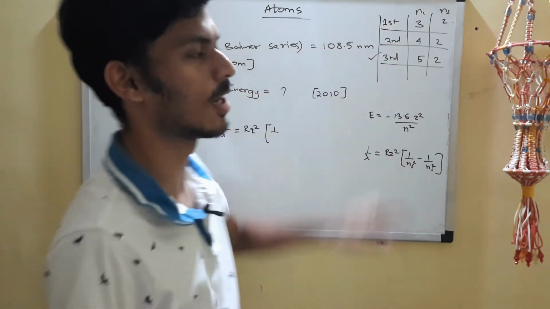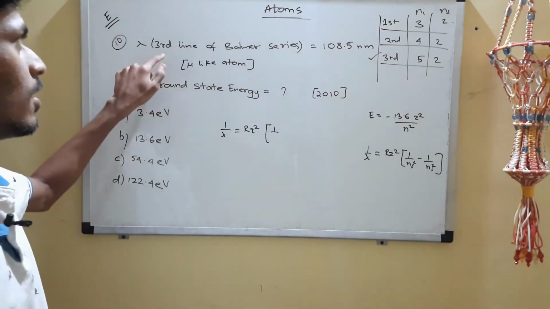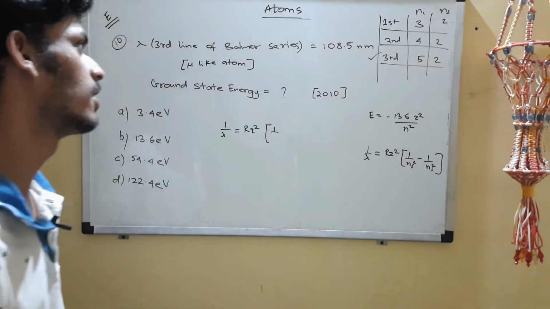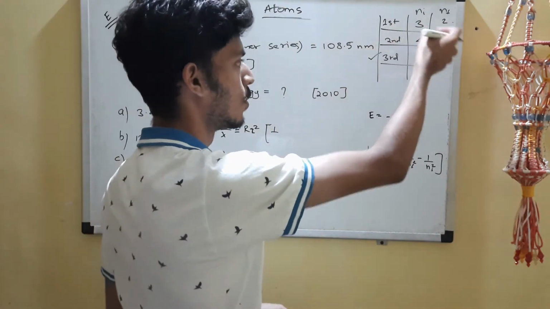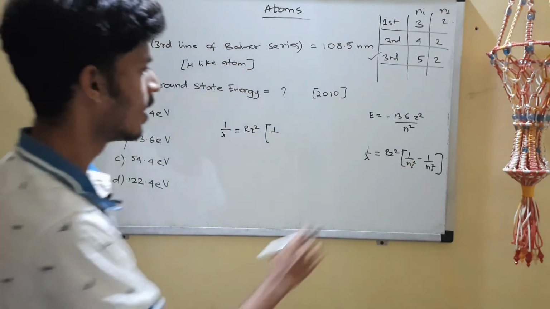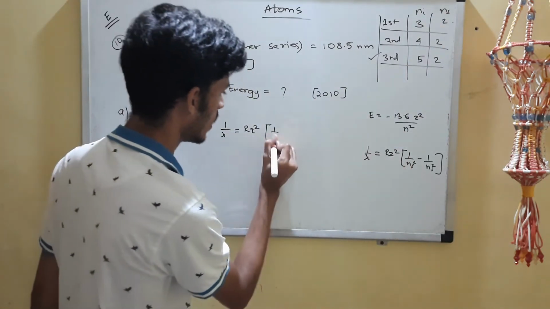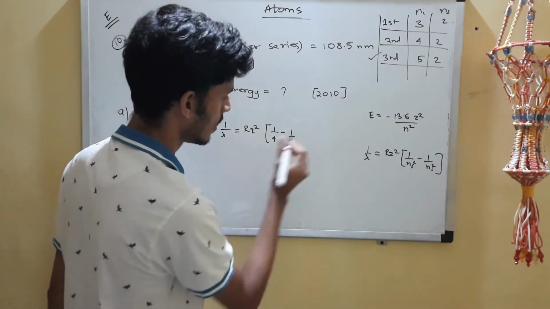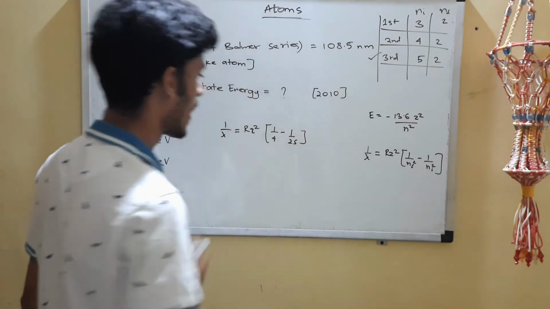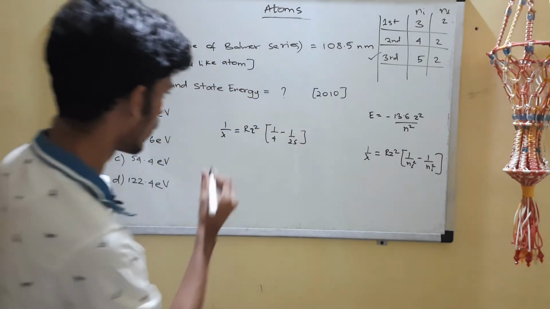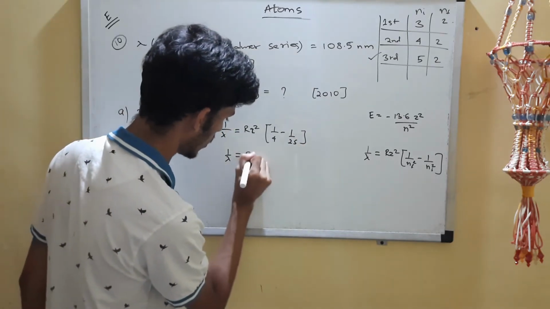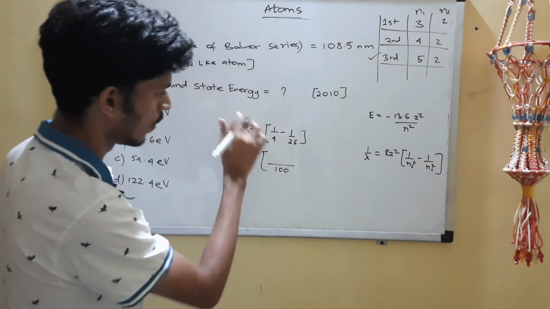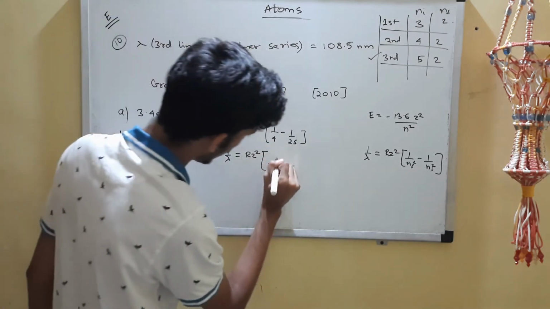We just wanted to know the value of n initial for the third line. If you see the third line, it corresponds to 5 to 2. So first is 3 to 2, second is 4 to 2, third one is 5 to 2. So substitute it over here. Final is 2, 2 squared is 4, minus initial is 5, 5 squared is 25. Now just solve it. So 1 upon lambda, I'll substitute the values in a while. So this is 100, 25 minus 4, that is 21.